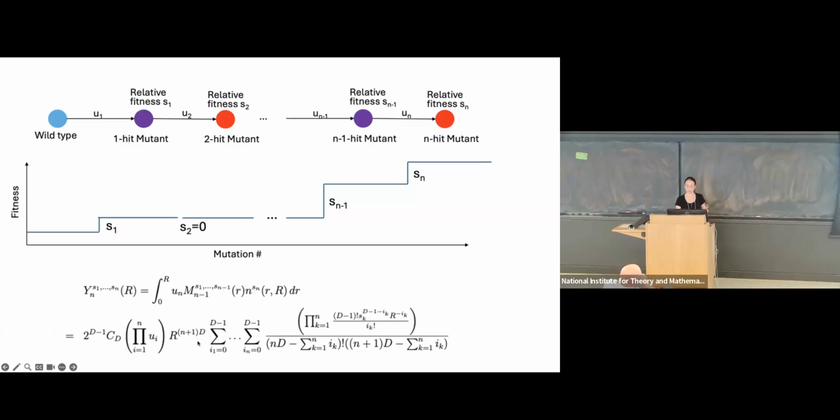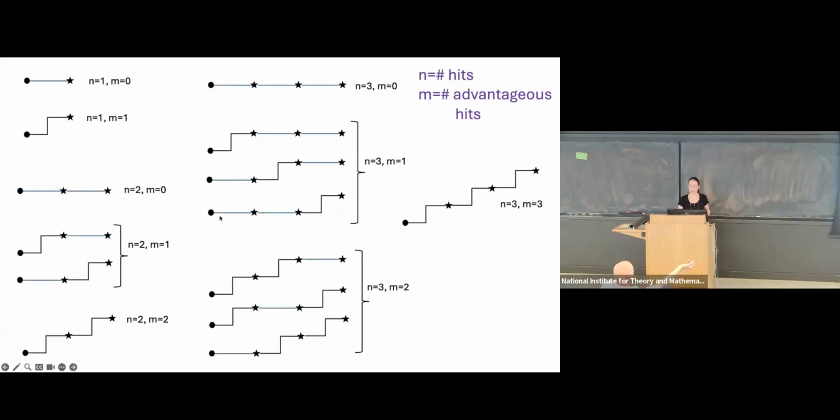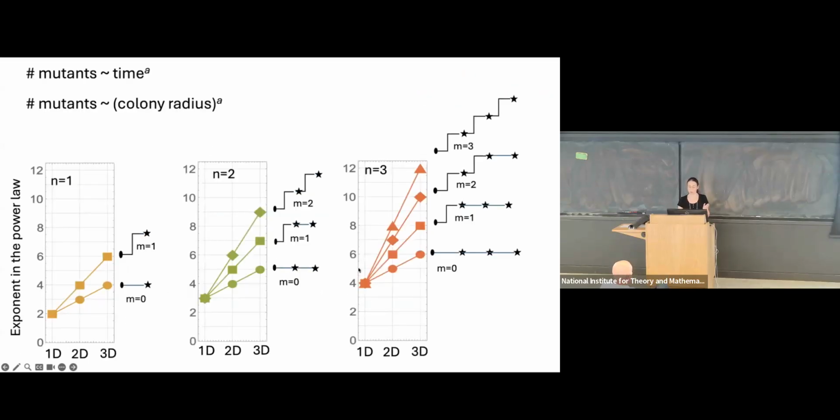So there's a general formula that you can have. So for example, for neutral mutants, depending on 1D, 2D, 3D, and depending on how many steps you have, this is the exponent, right? Mutants go as colony radius to the power of A. This is the power A. You have all these different possibilities. If you have 3 mutational steps, one of which is advantageous, so you can go neutral, neutral, advantageous, or neutral, advantageous, neutral, and so on. So for all of this, you can derive these laws, and they all have a very symmetric, nice shape.